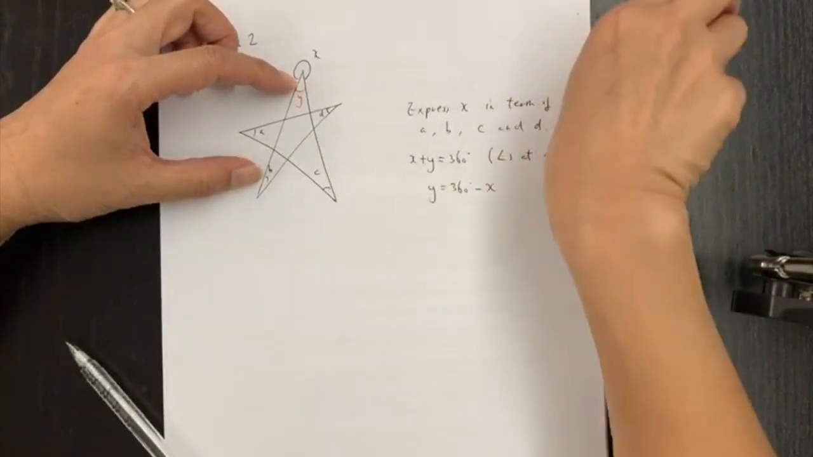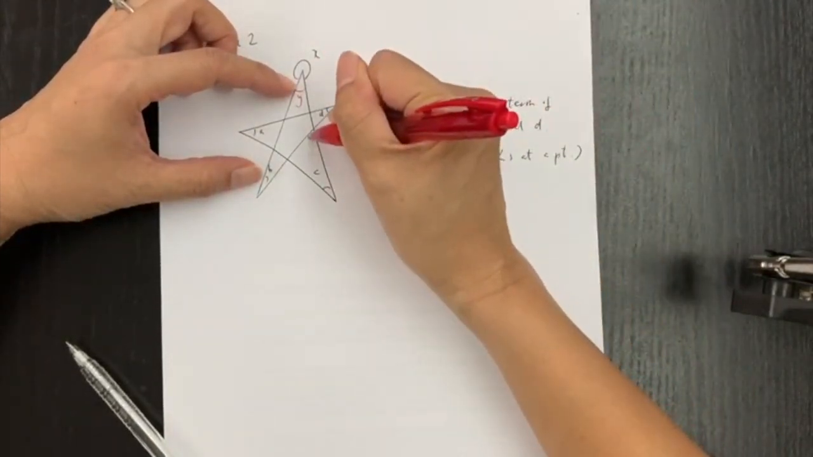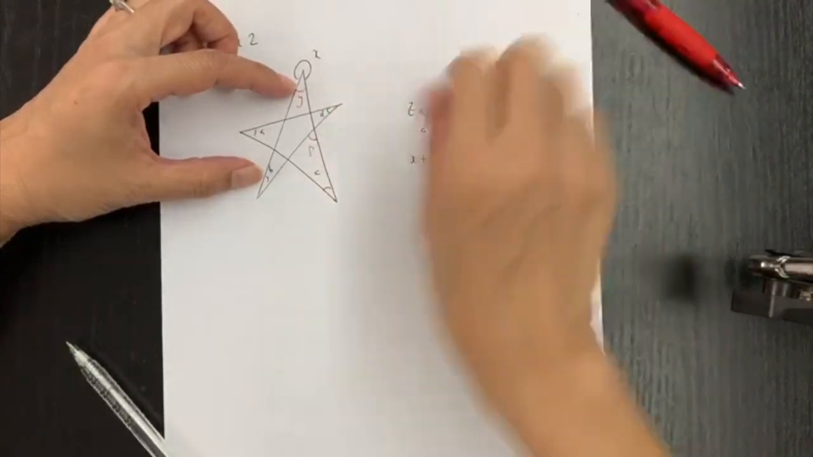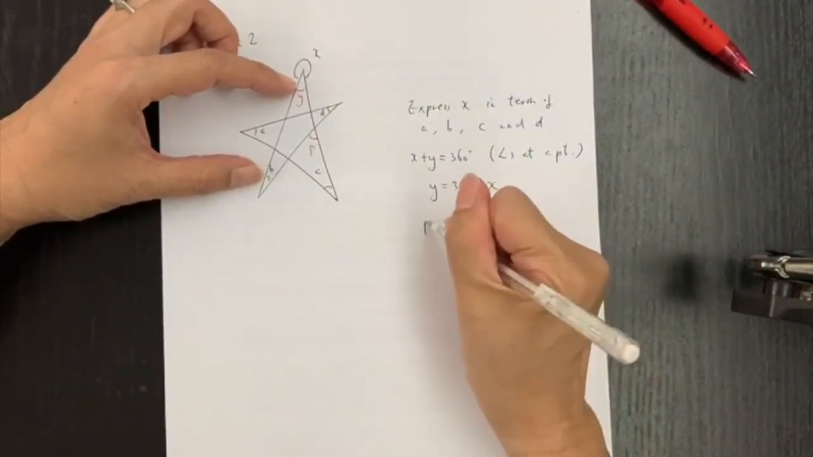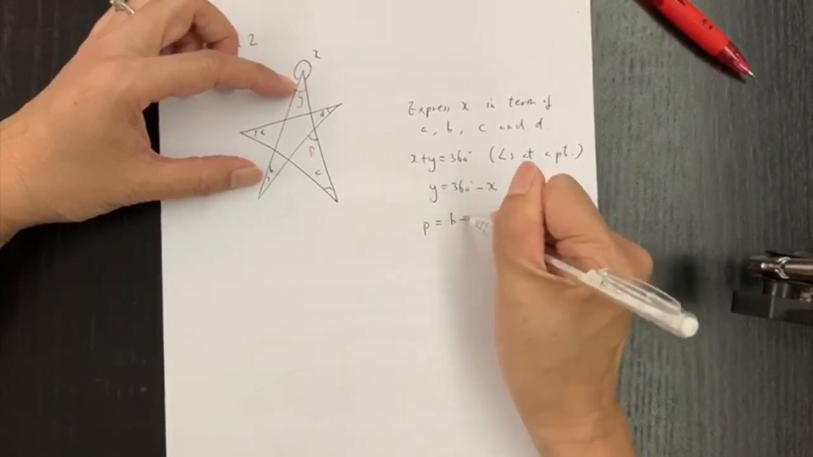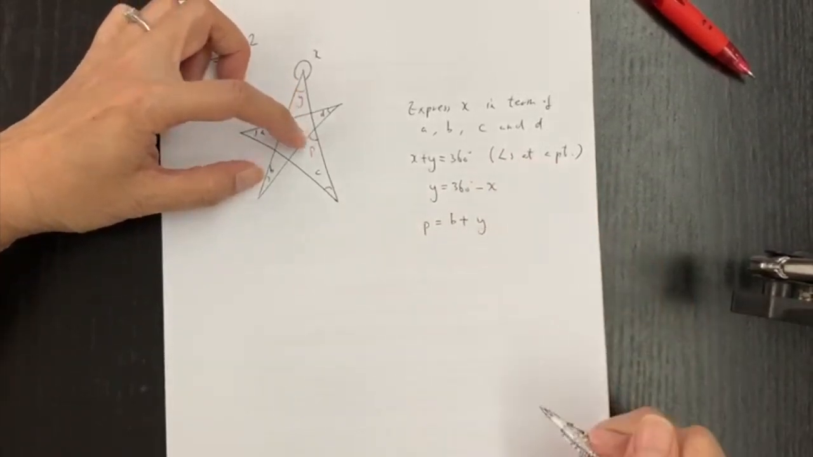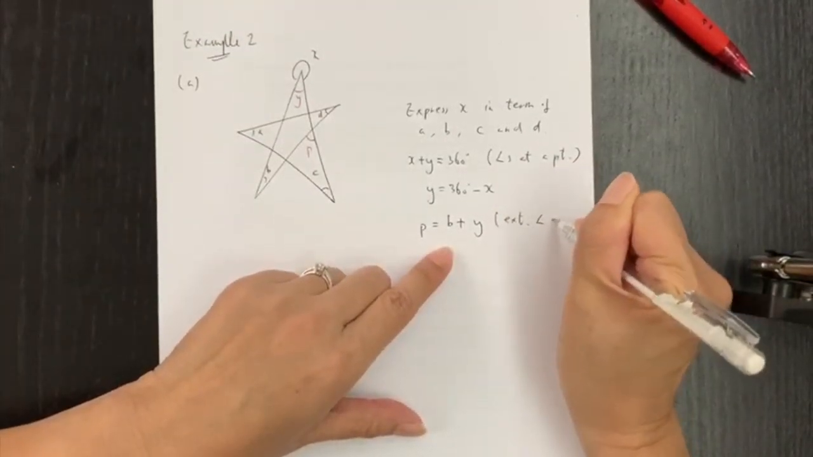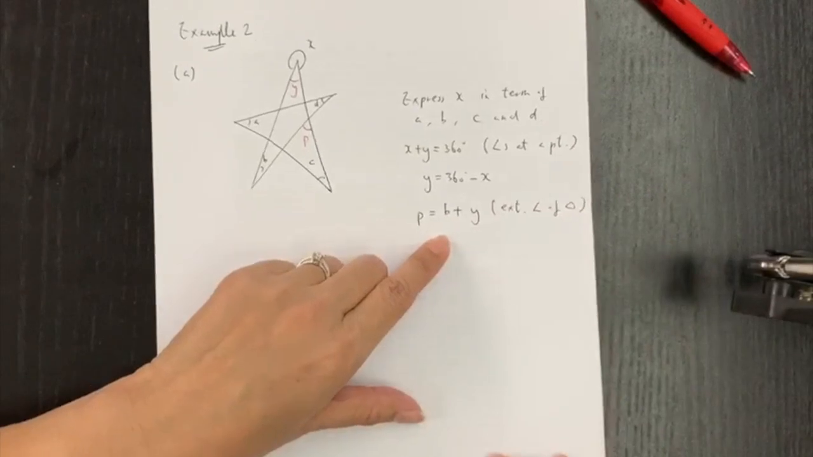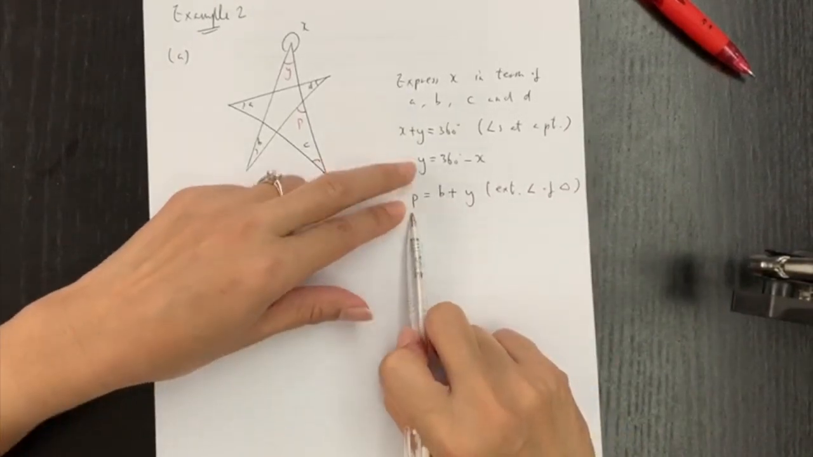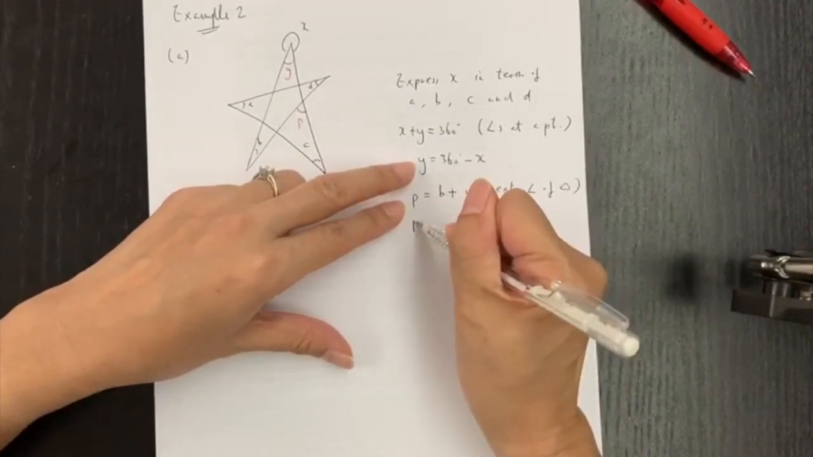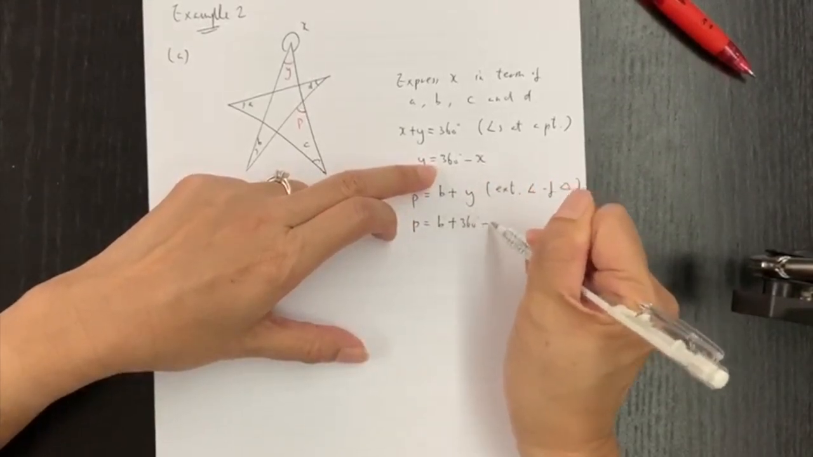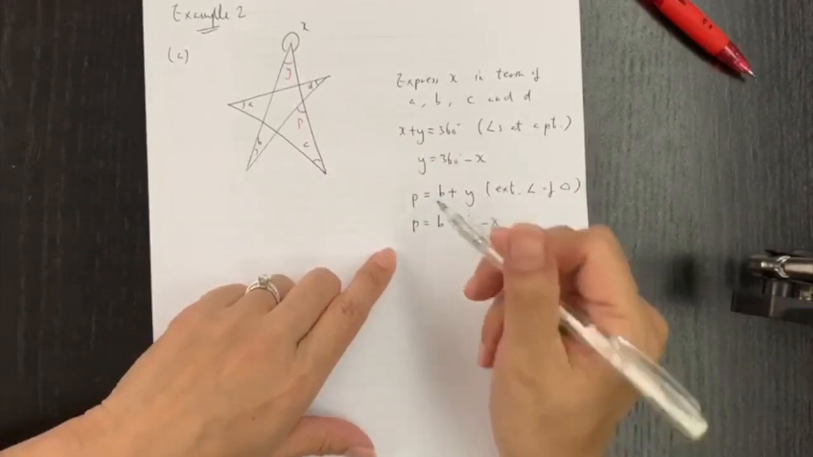Where is the exterior angle? Here is the exterior angle. Let's say I let this be p, for example. So p is equal to b plus y here. Agree? The reference is exterior angle of triangle. Now I can do substitution from here. So p is equal to b, and then you change y to 360 minus x. For later use, I have p here.